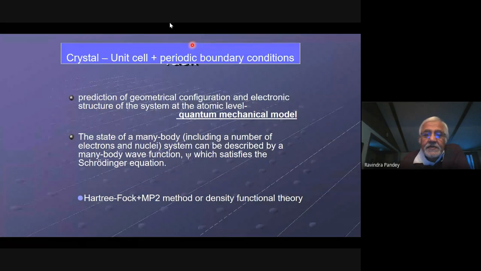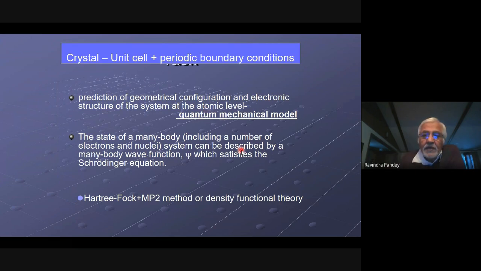So what we have as a basis is the crystal, which we define in a unit cell, applying the periodic boundary conditions. And then we have to define the electronic structure at the atomic level. So suppose we pick up SiO2, we have to have a basis set to define the electronic structure of silicon and oxygen. And that comes from the quantum mechanical level.